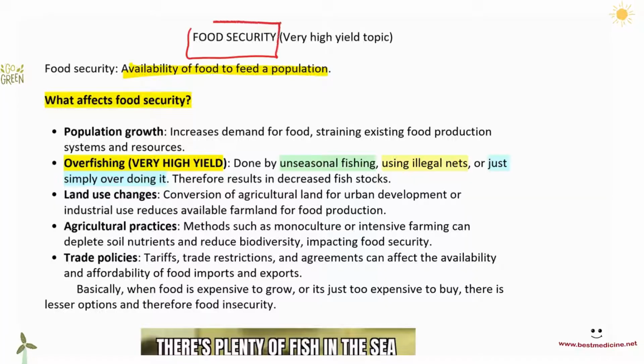Again, food security is the availability of food. So population growth, of course, if the population increases, that will increase the demand for food. That strains the existing food production systems and resources.